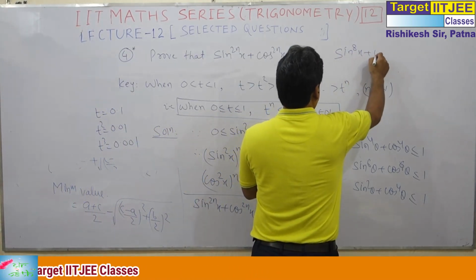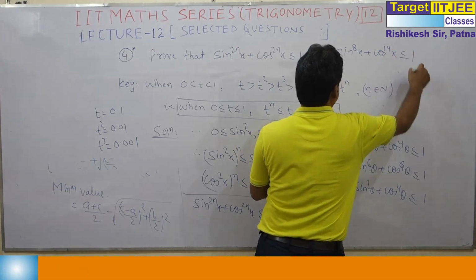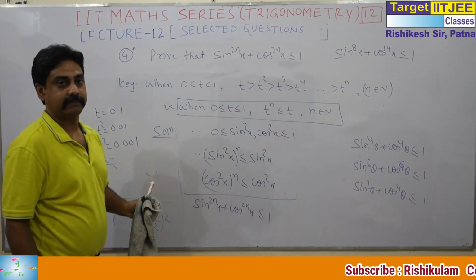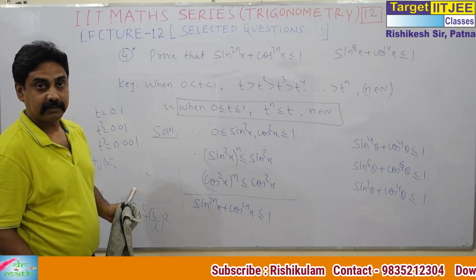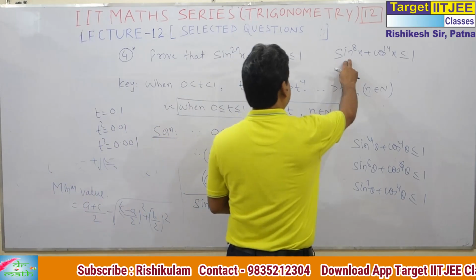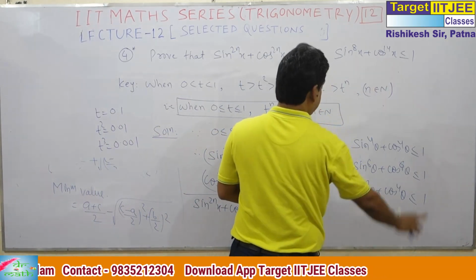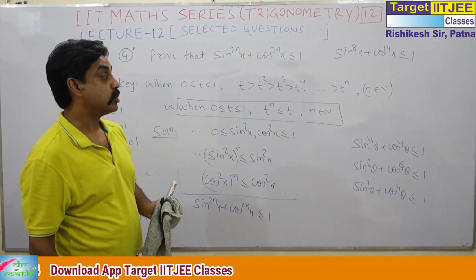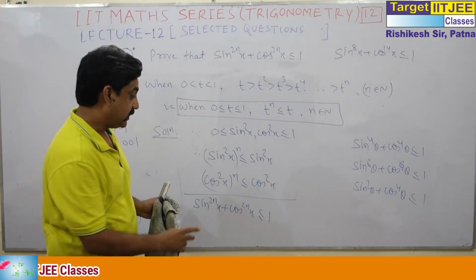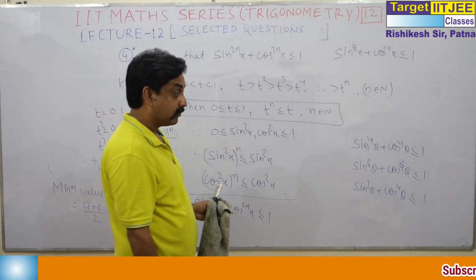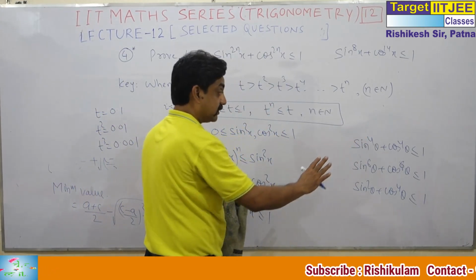Sometimes you can come across this question. This is a very famous question, so that this is less than or equal to 1. When the power of sine and the power of cos are added together, the greatest value should be less than or equal to 1. And this is the reason. The smaller value will vary in various cases.